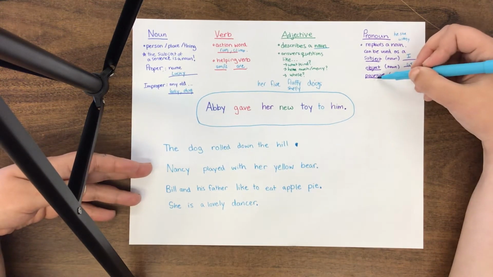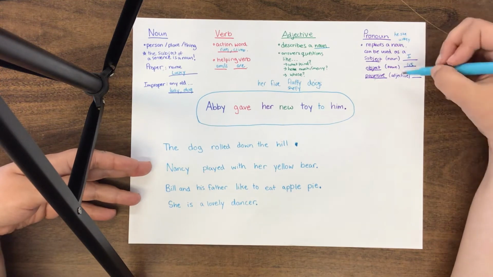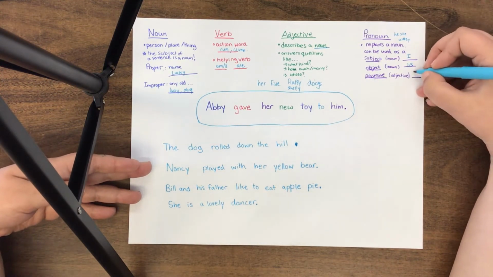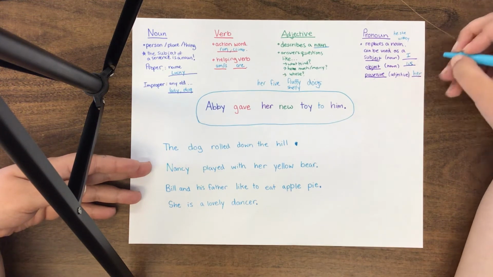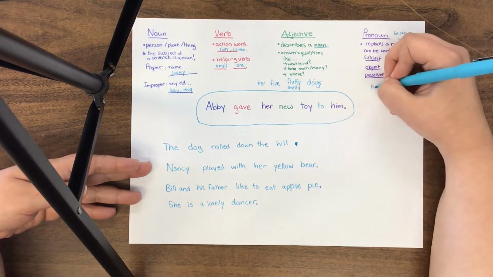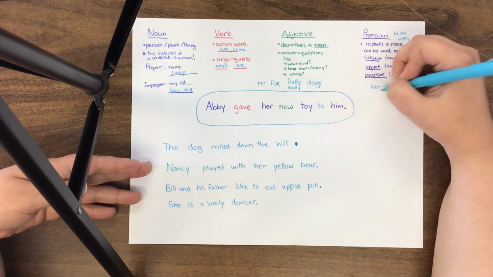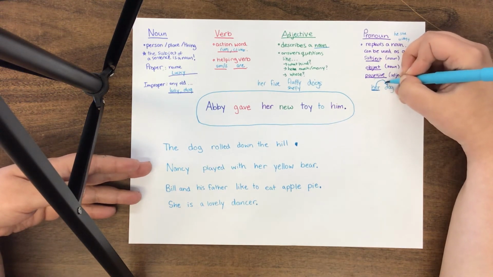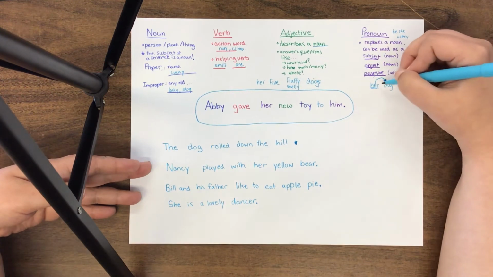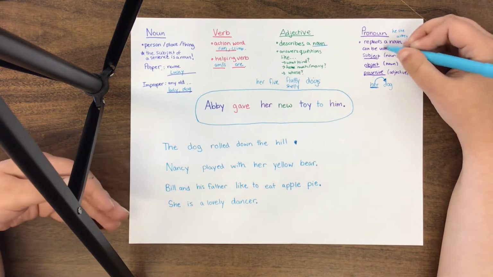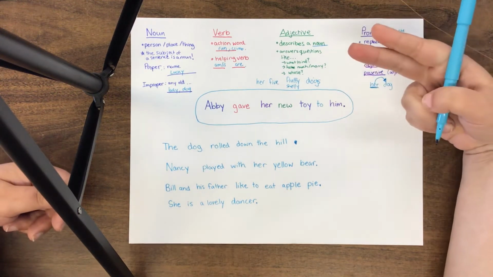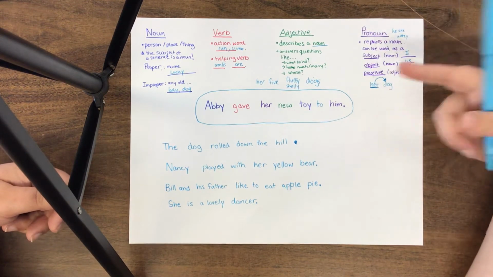The last one are our possessive pronouns, and these ones are always used as adjectives in a sentence. So for example, her. When we said her dog, her is a pronoun, but it's a pronoun that describes the dog. So therefore, it's not a noun, it's an adjective. So pronouns can be tricky because sometimes they are subjects, sometimes they are adjectives. So keep an eye out for those pronouns.